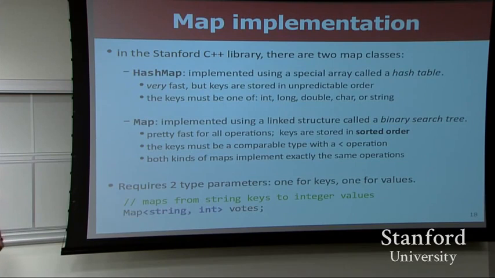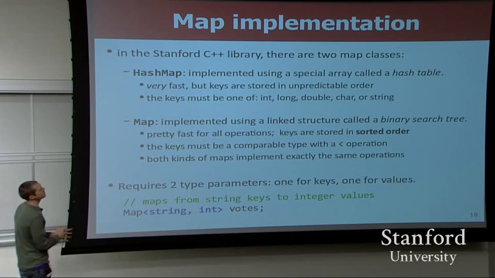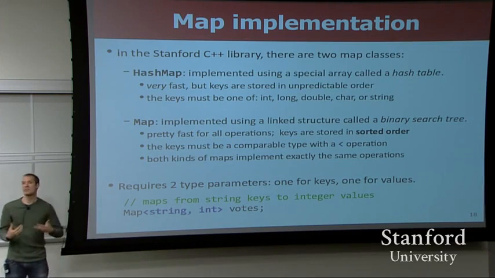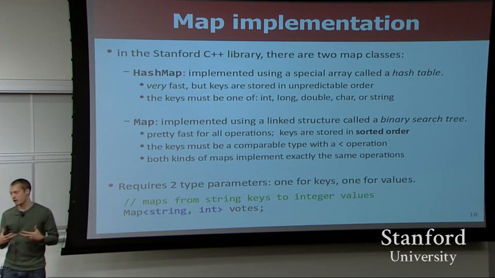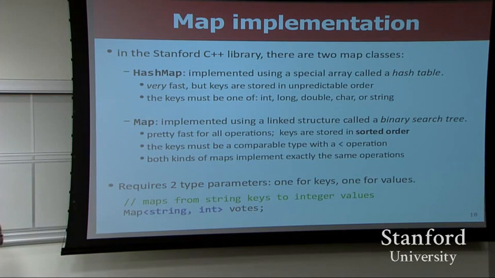Just like with sets, where there's a hash set and a set, there's a hash map and a map. And the properties that they have are similar. The hash map is jumbled up order, but it's faster. And the regular map is sorted by the order of the keys, like the people's names in the phone book or the words in the dictionary. But it's slightly slower, slightly.